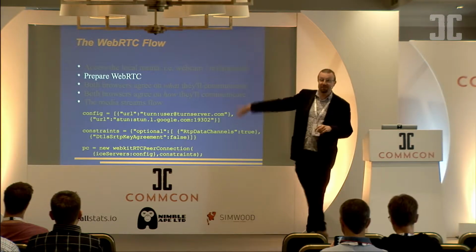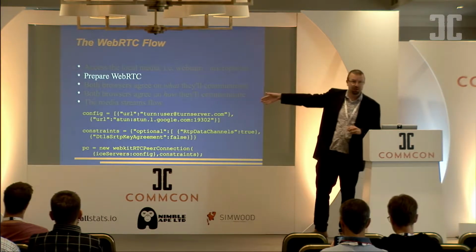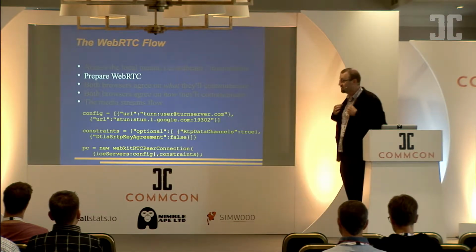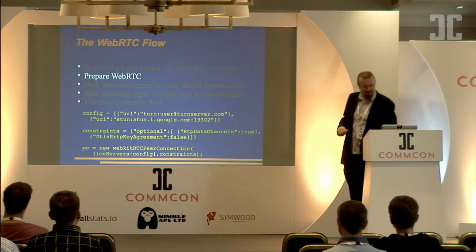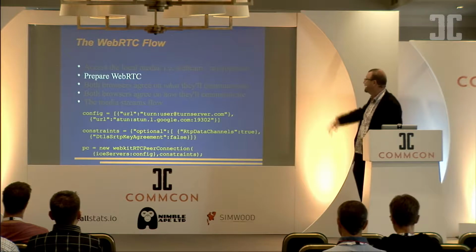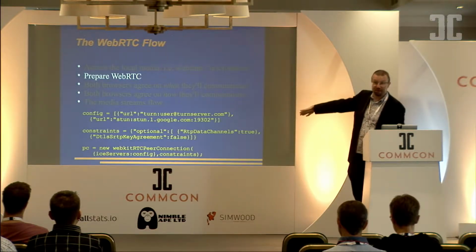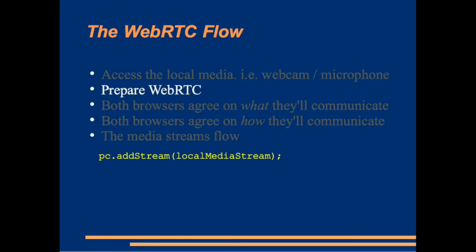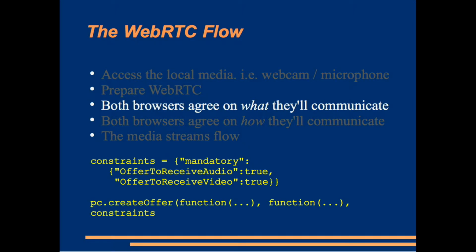But there are free pieces of software, such as CoTurn, which allows you to run your own turn server. So nothing too difficult there, just fire up your favorite server and run your turn software on there. Stun, use Google's or anyone else you fancy, and call peer connection. Everything else will go through peer connection. Add the stream in that we just got previously, and that tells the peer connection this is what you're sending. We then agree on what they're going to communicate.